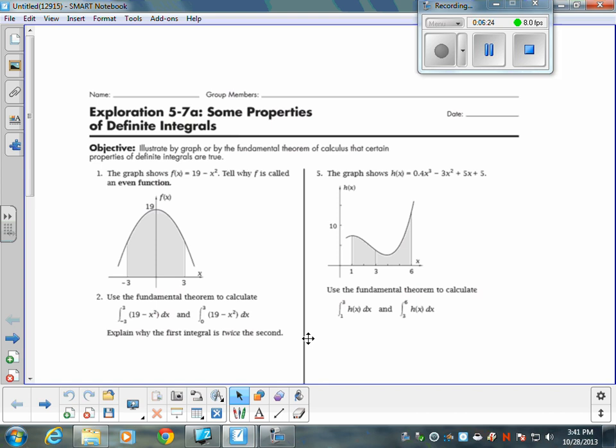Exploration 5.7a. So this is really talking about the properties of this sign and an even and odd concept for definite integrals. So we're looking at problem number 1. We've got this function graphed, and it wants us to explain, why is this an even function? Well, graphically, it's an even function because it's symmetric about the y-axis.